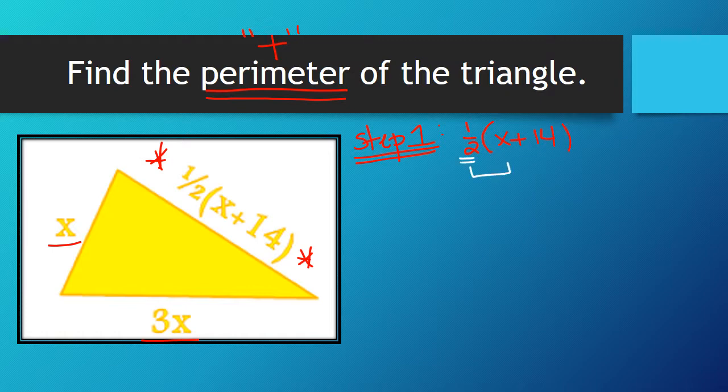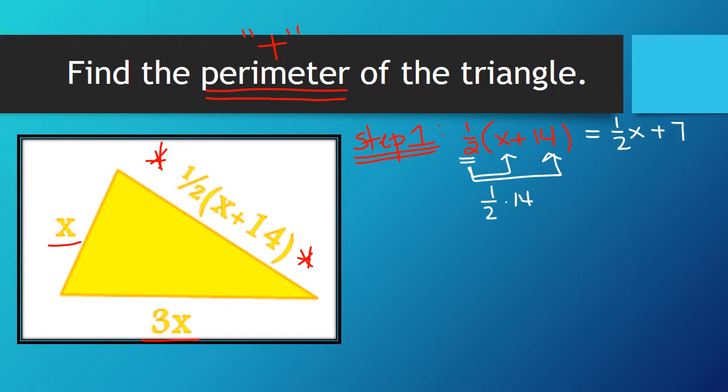So what's 1/2 times x? That would be 1/2 x. And then 1/2 times 14. So if you need to write that out, what's 1/2 times 14? What's that going to give us? Well, half of 14 is 7. And it's a positive 7 because it's plus.